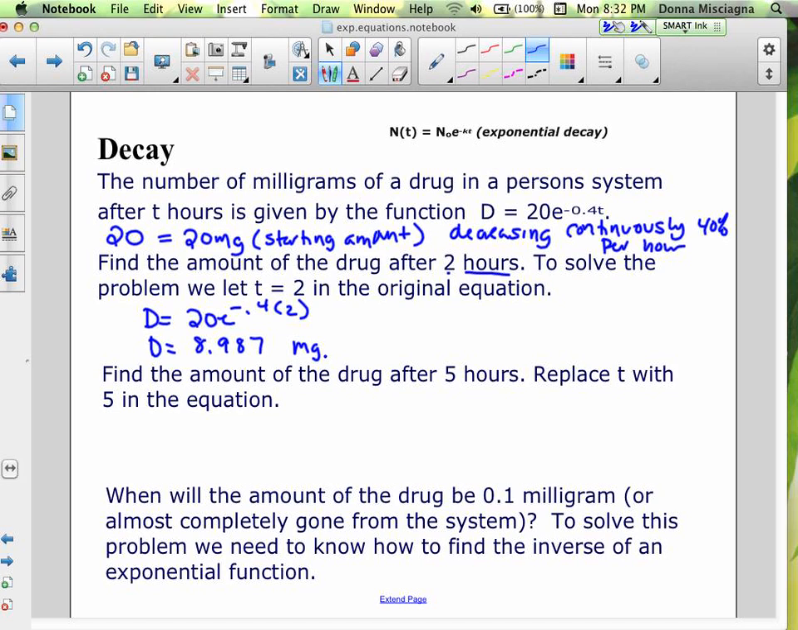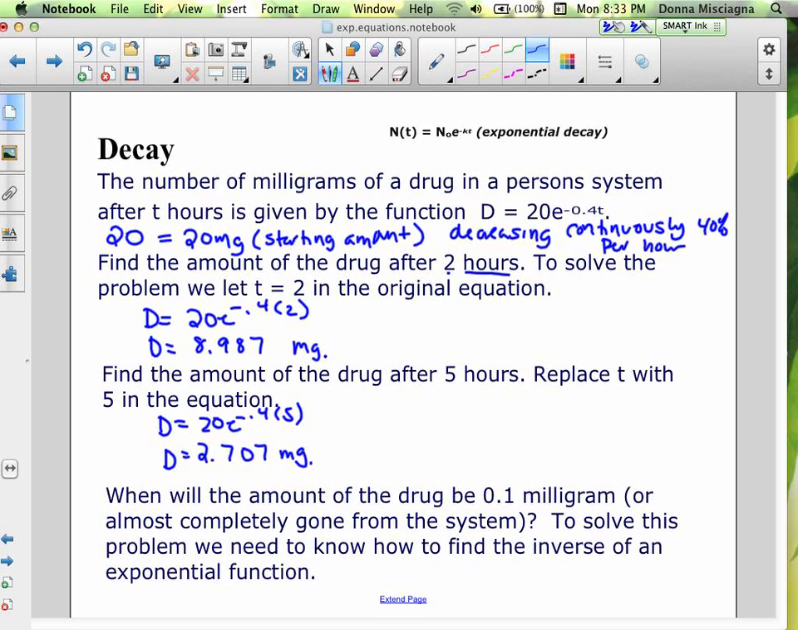All right, so what about 5 hours? Now we'll just replace t with 5 and do the same thing. So clear my calculator. That would be negative 0.4 times 5, and then times 20, we have 2.7067, so that's going to round to 2.707 milligrams. What will the amount of the drug be? 1/10 of a milligram, or almost completely gone from the system.